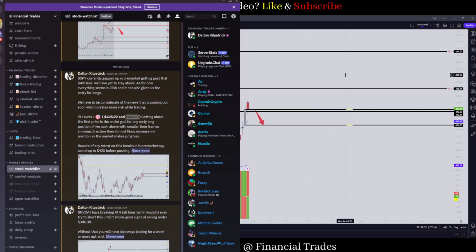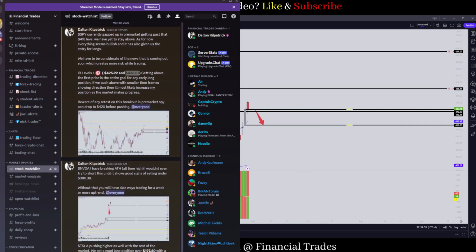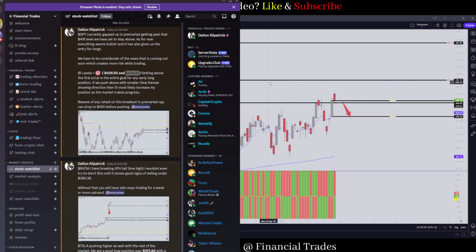So we can go over some of these other ones, right? So I had NVIDIA on here too. I had it breaking all-time high. I wouldn't even try to short this until it shows good signs of selling under 380. I said without that, you will have sideways trading for a week or more, or an uptrend, right? So let's go over why I think that.